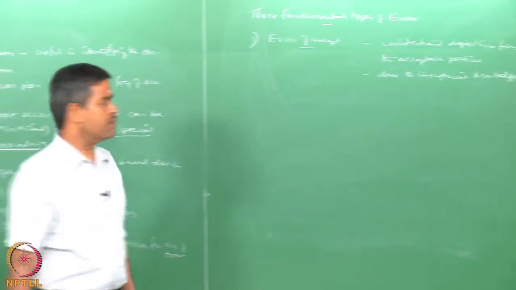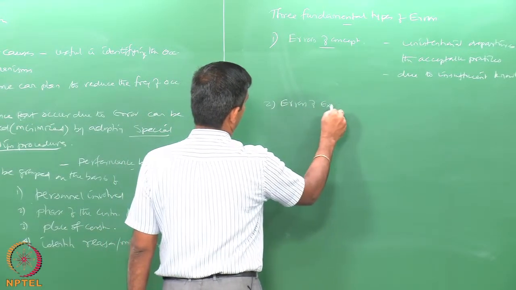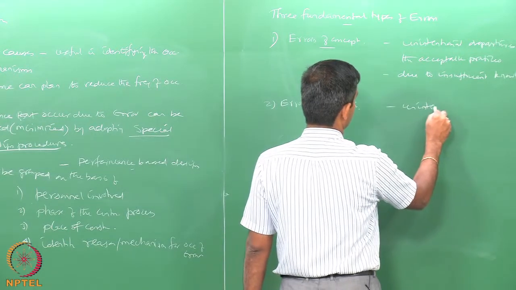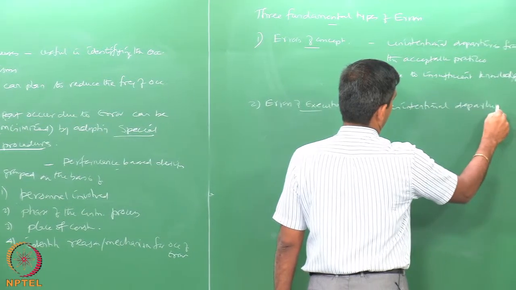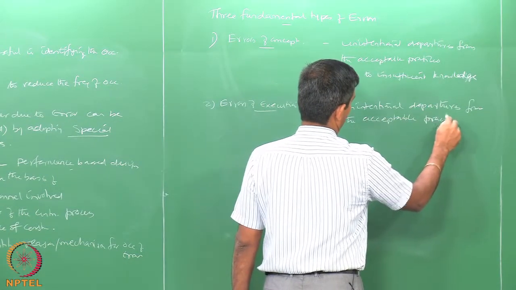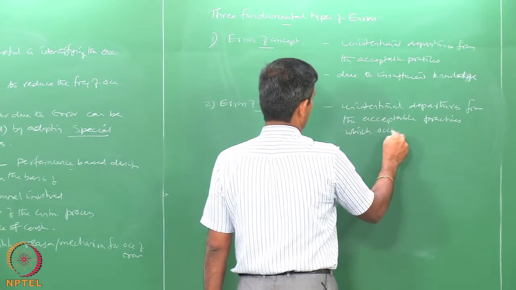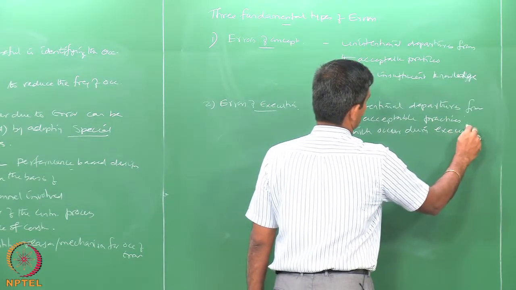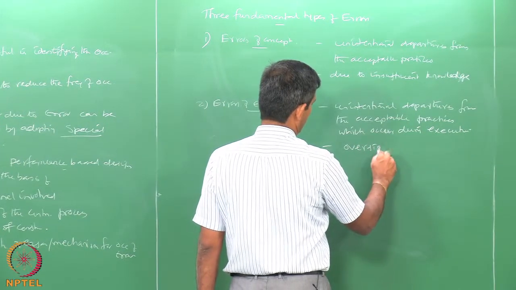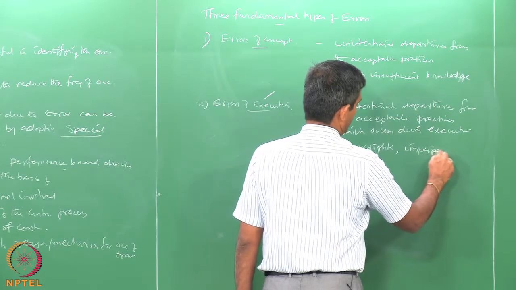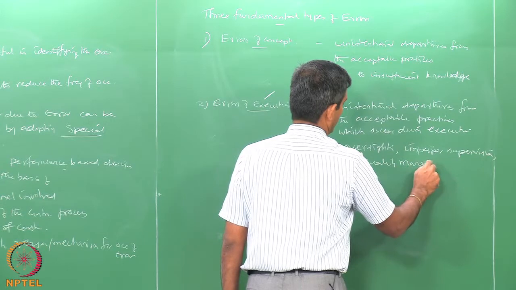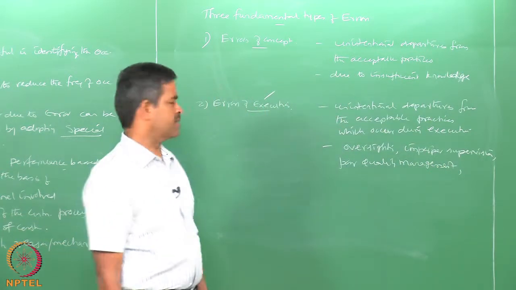The second error could be errors of execution. They are unintentional departures again from the acceptable practices, which occur during execution, that is called execution errors. This may be due to oversight, improper supervision, poor quality management, etc. There may be many factors.